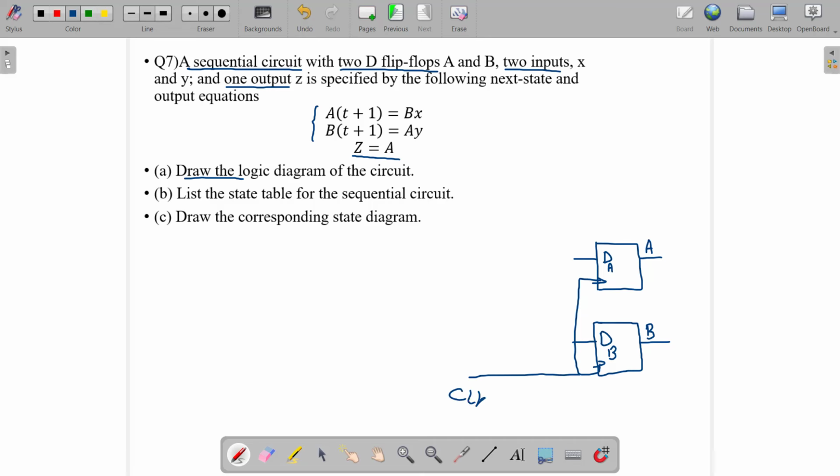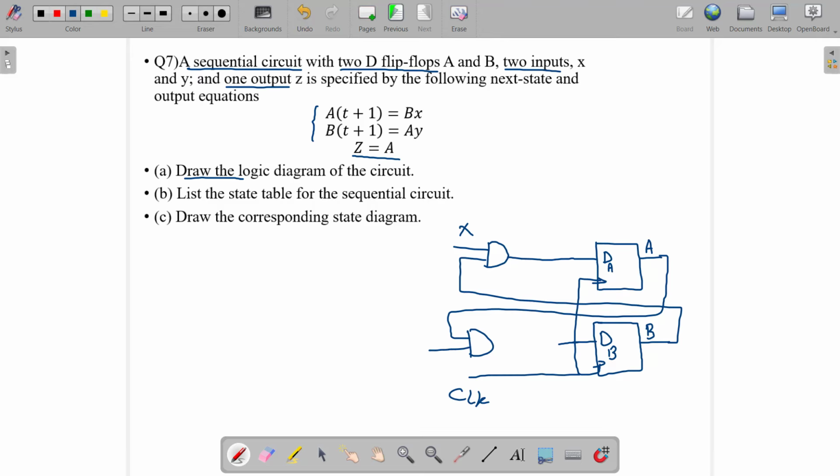This is our CLK. So for the A and B, I have to produce this one, BX. So this is the X, and this is the B. So this is connected to the DA. For the DB, we have AY. Again, we draw one AND gate from here, connected to the input of the AND. This is the Y. Now this one connected to, this is the AND gate, and this is the AND gate.